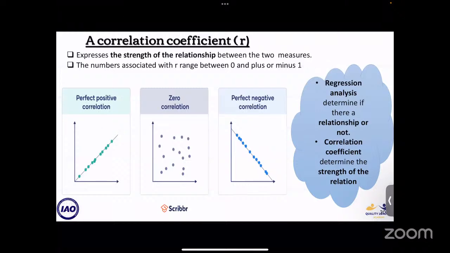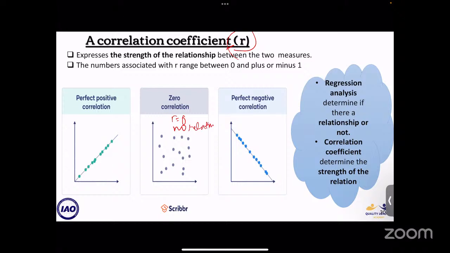Okay, so what's next? After identifying whether there is a relationship, the next step is to measure the strength of this relationship, which can be explored using further statistical methods. This strength is called the correlation coefficient, which is small r. So this determines the strength of the relation. If r is 0, there is no relationship at all.